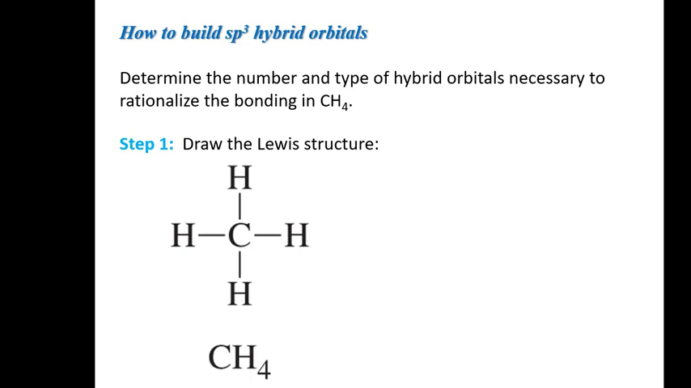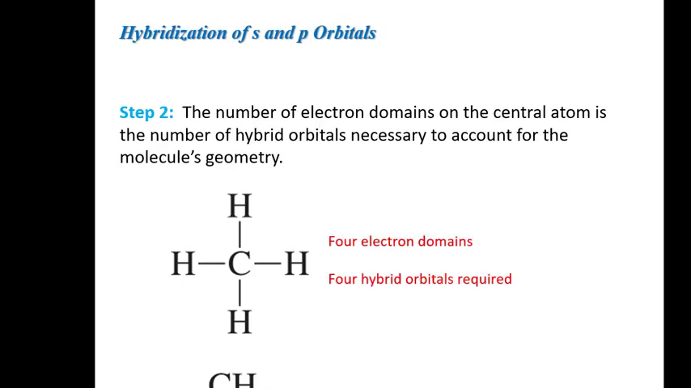The next step will be to determine the number of electron domains around the central atom. Notice that when we talk about the hybridization of the molecule, we're talking about the hybridization around the central atom only. So in this case, we have 4 electron domains, which means we require 4 hybrid orbitals.